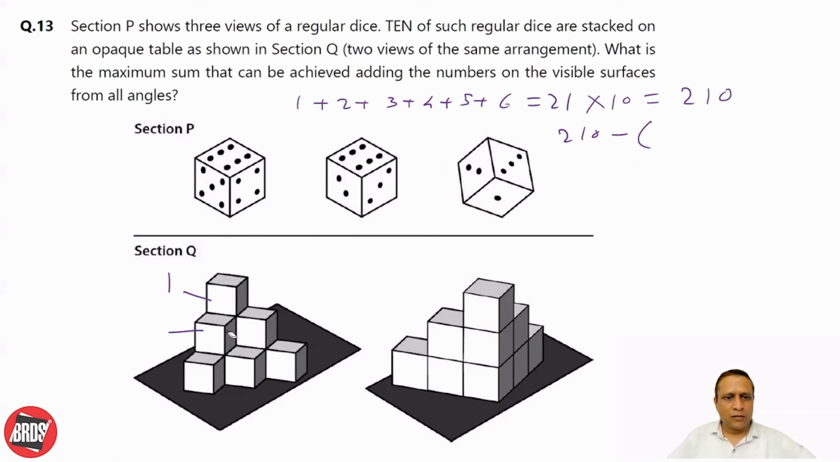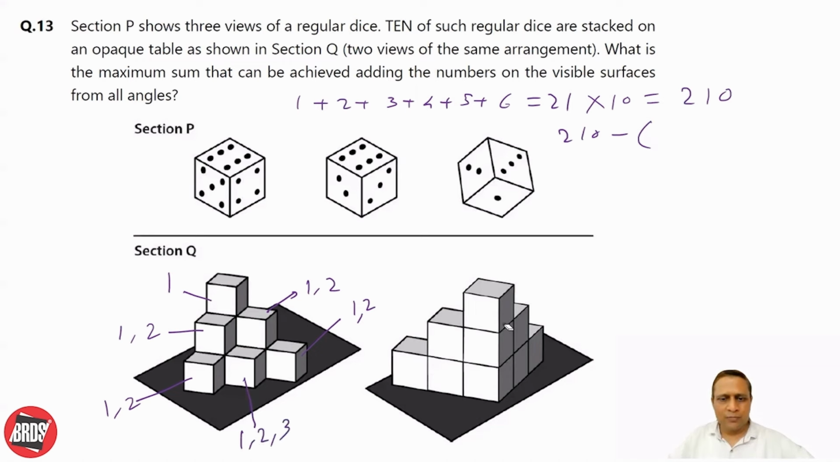Okay. Here, you can see 1, 2, 3, 4. So, 2 are non-visible. For the minimum sum, it should be 1 and 2. And this also 1 and 2. Here, 1, 2, 3, 4. 4 are visible, 2 are non-visible. So, this should be 1 and 2. This also should be 1 and 2. Here, we have 1, 2, 3. 3 visible, 3 non-visible. So, non-visible would be 1, 2, and 3.